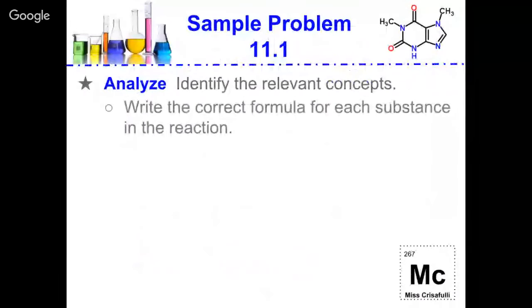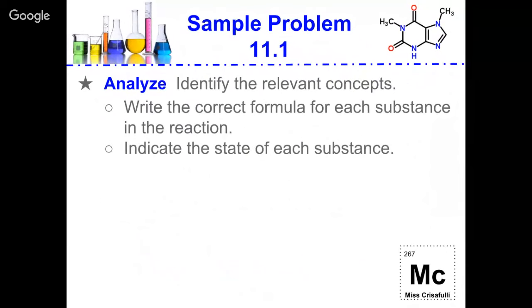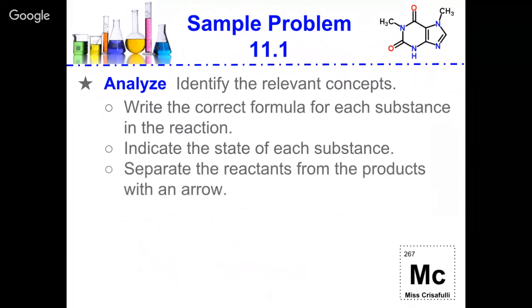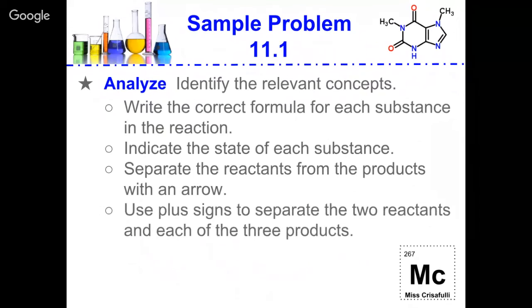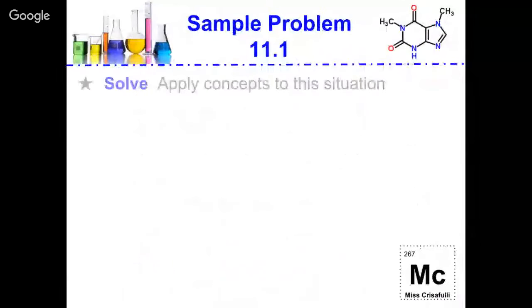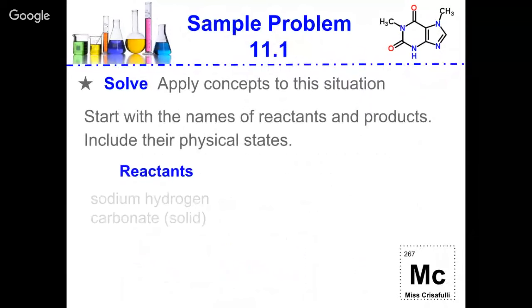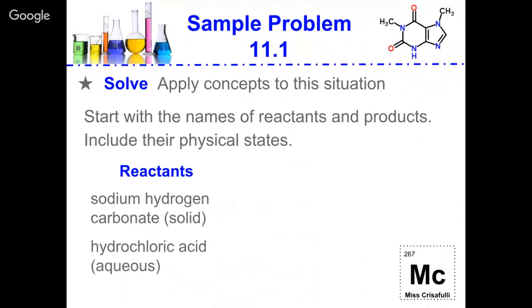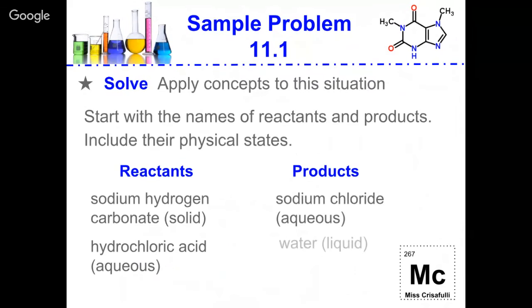So let's write the correct formulas for each substance in the reaction. We're going to indicate the state of each substance. We're going to separate the reactants and products by using an arrow, and we're going to use plus signs to separate the reactants and the products. So let's start by naming. Our reactants are sodium hydrogen carbonate, which is a solid, and hydrochloric acid, which is aqueous. Our products are sodium chloride aqueous, water, which is a liquid, and carbon dioxide, which is a gas.